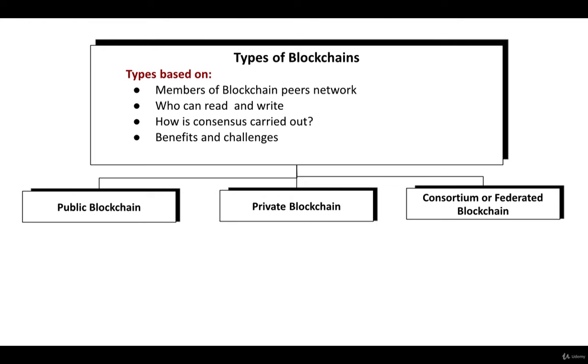So after looking at the various types of blockchains, that is public, private and consortium, no doubt the concept of storing data is the same, but the number of validators involved, who can read, who can write, and how consensus is carried out decides the different categories of blockchain.